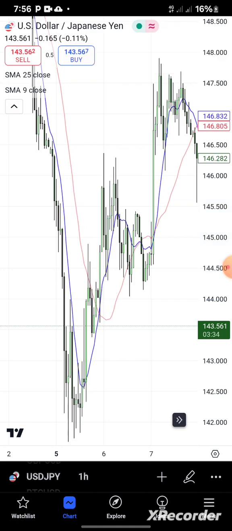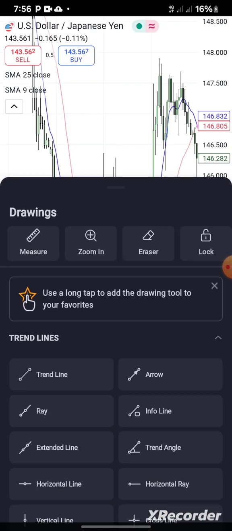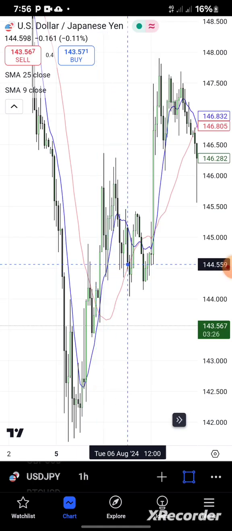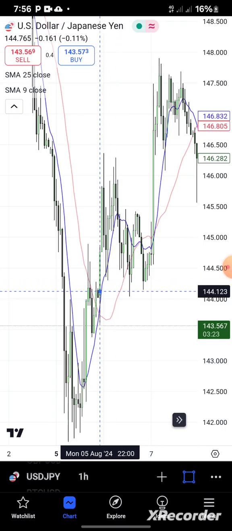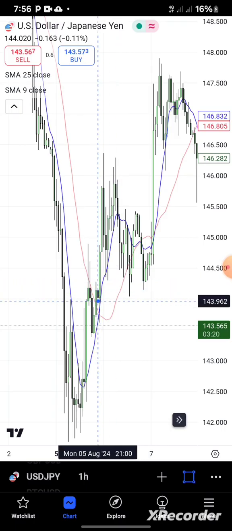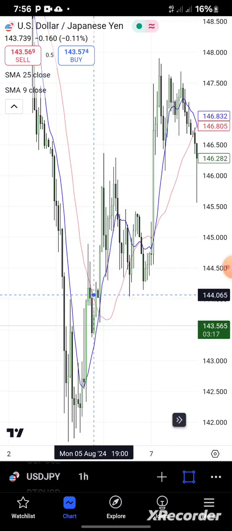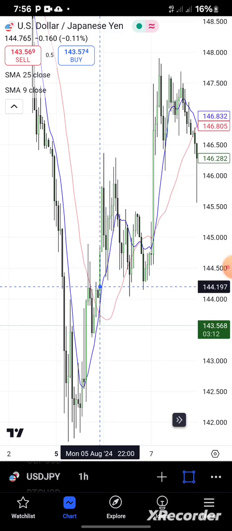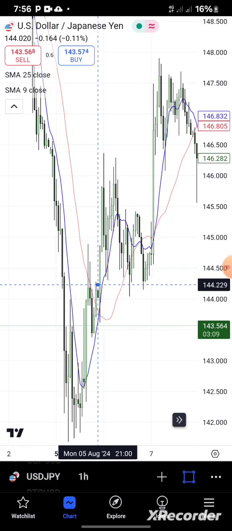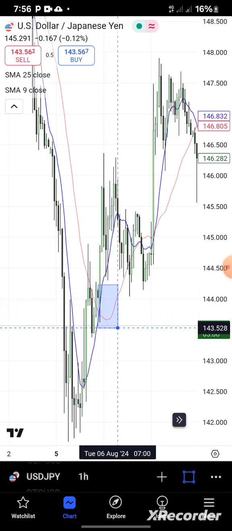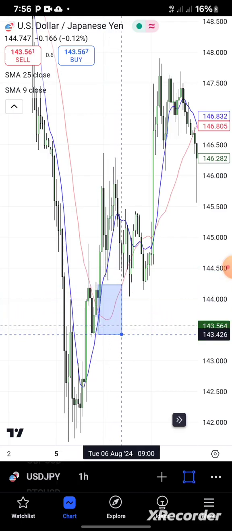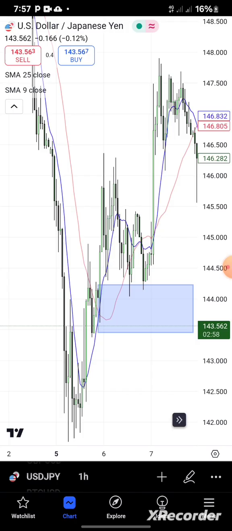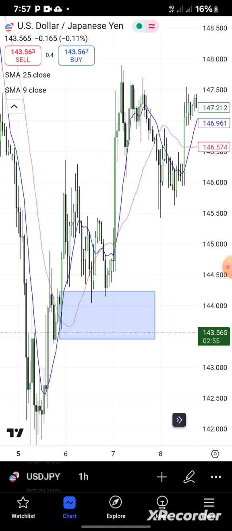Now here we see this one marks our demand zone. The demand zone can be found when you see this bearish candle, and you can see this high here. We mark this one here, and we mark it with the lowest low. That is our demand zone.